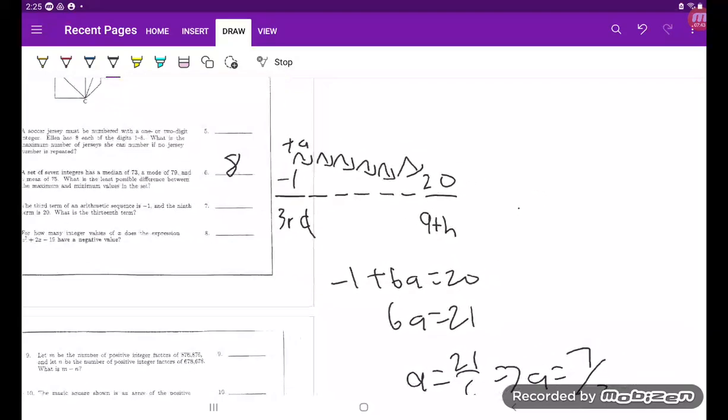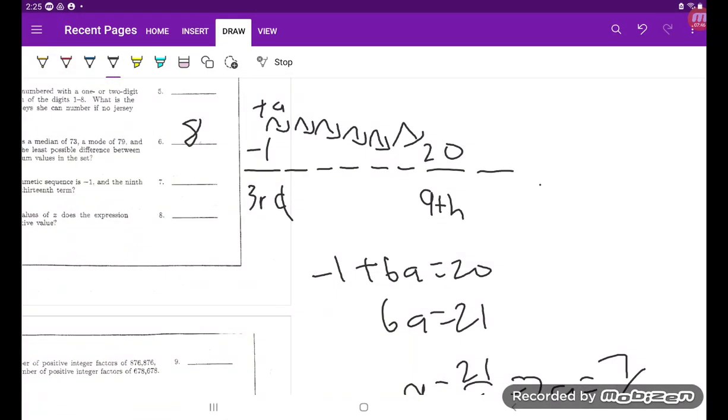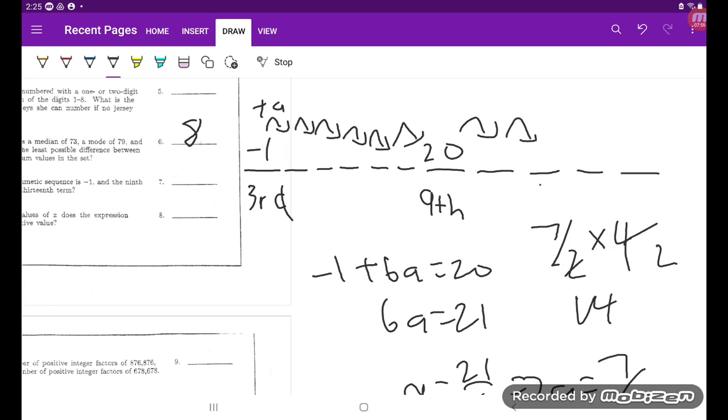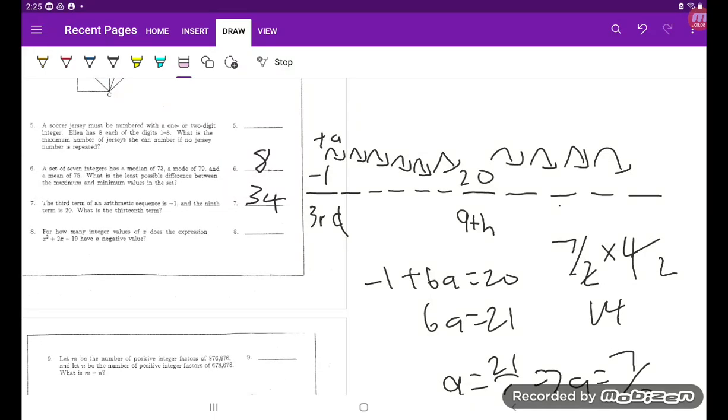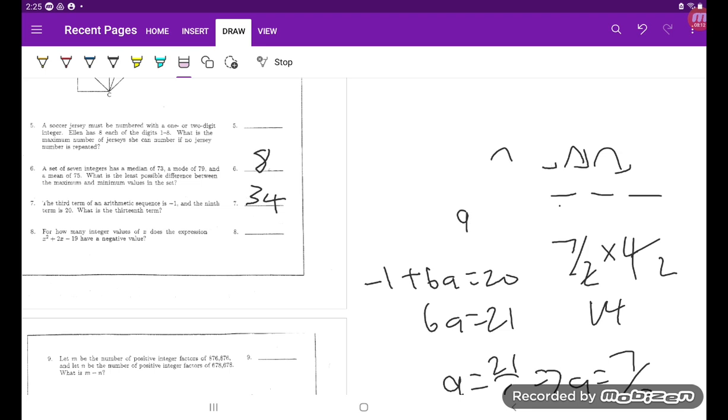And then we want to find the 13th term. So 10, 11, 12, 13. We add 7 over 2 4 times, and that cancels out to 14. So technically we're just adding 14 because we add 7 halves 4 times, which is 14, and that should just be 34. So as we can see here, the 13th term should be 34.